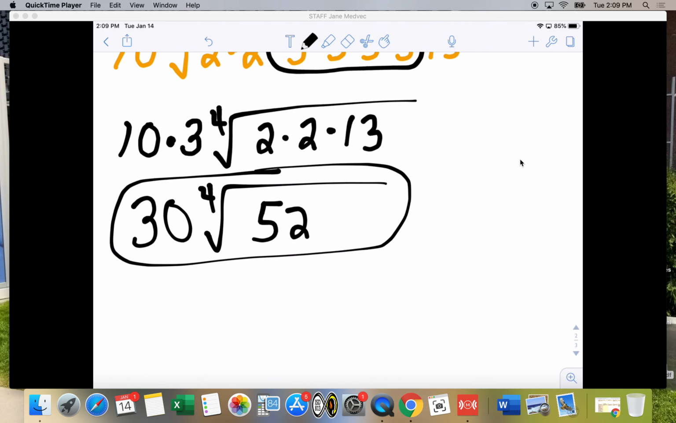52. So the number that's outside of that radical, right in that little area, that tells you how many to circle. Once you circle the set of threes, you bring 1 3 out front. Questions?